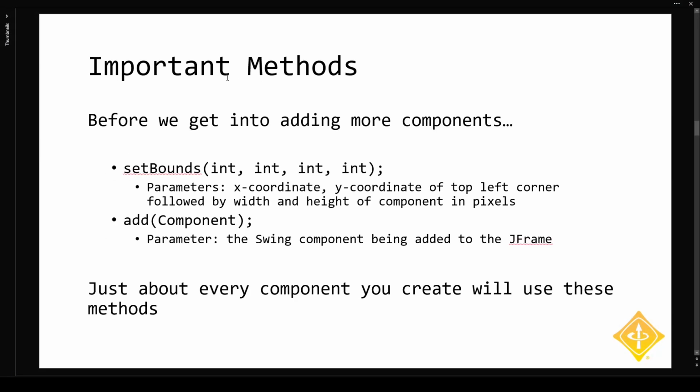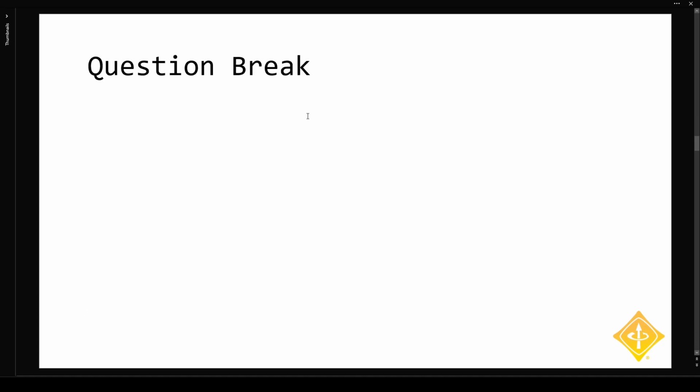So some other important methods before we get into adding other components. These are methods that you'll very likely use for every other component you create. So there's set bounds, and it has 4 parameters that are 4 primitive ints. It is the x and y coordinate of the top left corner, followed by the width and height of the component in pixels. And there is add, which takes a parameter of a component, which is the component you're adding to your frame. If you don't add a component to the frame, it won't show up. Any questions? Because I think I went kind of fast.